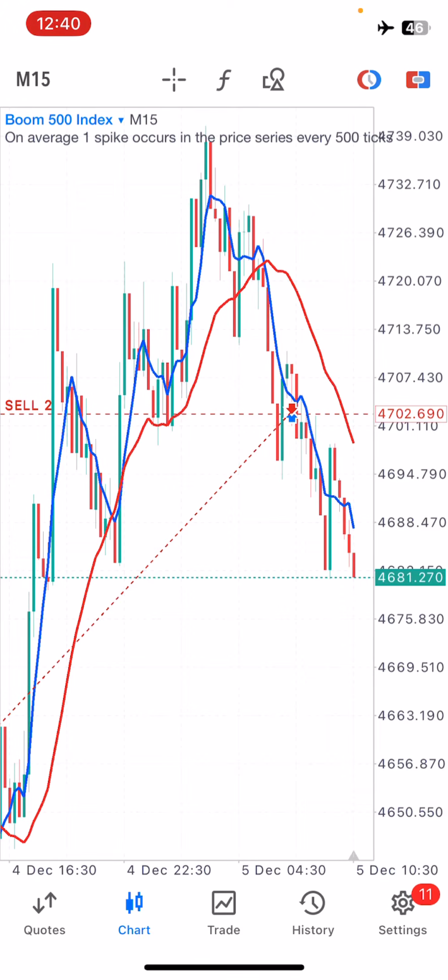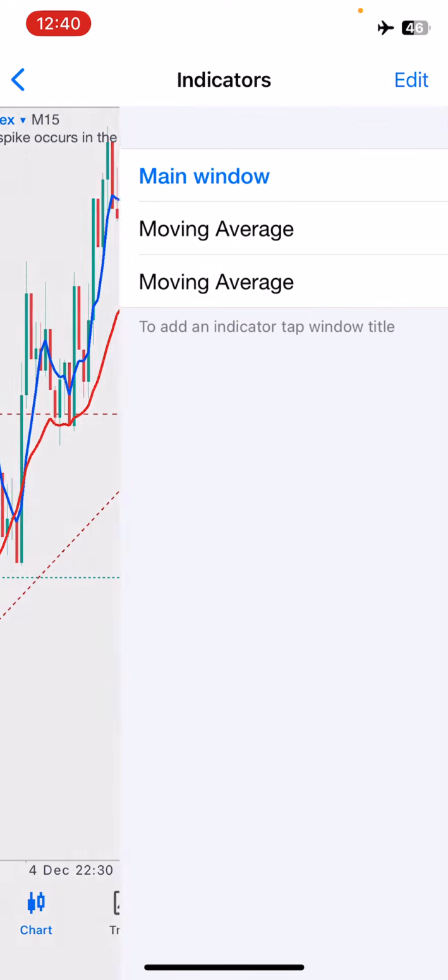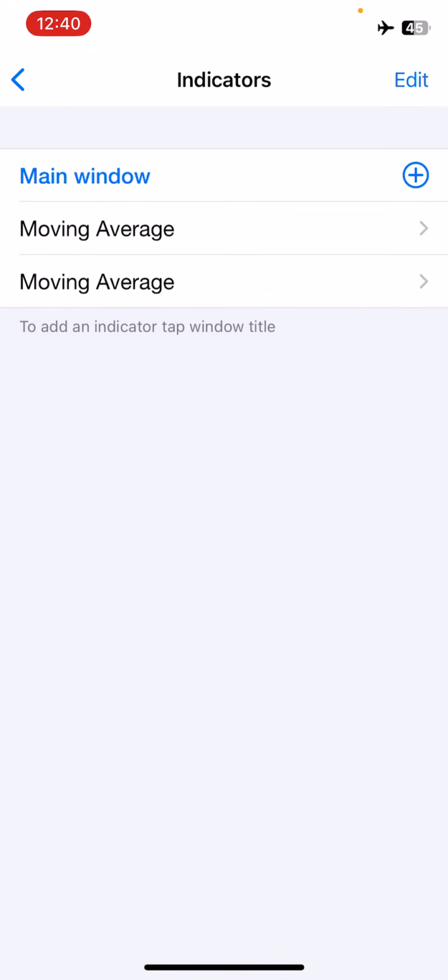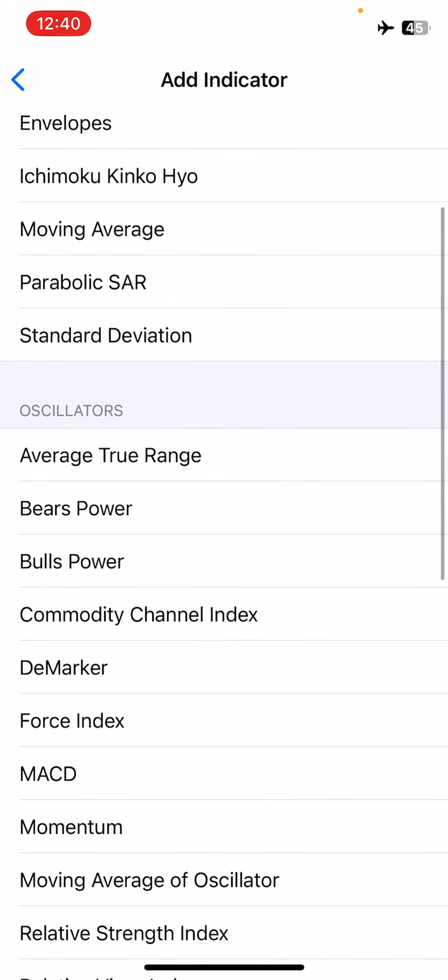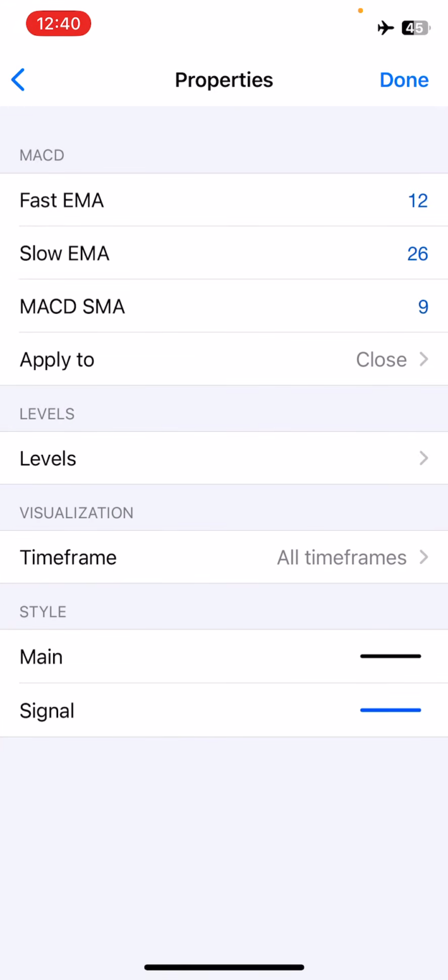It should form our indicator window 1. So I'm going back to my indicator section. I'm going to click where it says main window, and we're going to look for the MACD, and it is right here, and it has the following properties. We've got a fast EMA of 12, a slow EMA of 26, a MACD SMA of 9, and we've got apply to close. Okay, again, we've got no levels, and on visualization it is on all time frames.